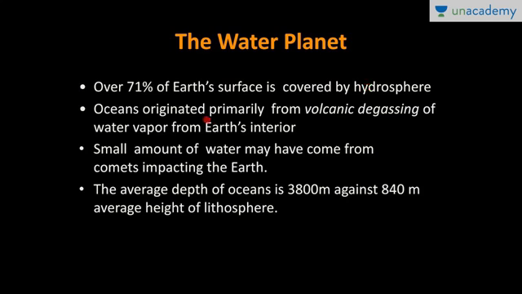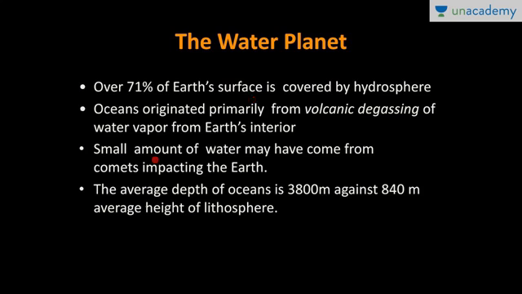And the origin of the ocean lies in the volcanic degassing of water vapor from Earth's interior. Now, what happened during this primordial Earth? Earth was initially like a hot molten ball from where a number of volcanic eruptions took place, and that led to degassing of water vapor, which further led to formation of clouds, and then it led to rainfall over the Earth's surface. That led to formation of oceans that cover 71% of Earth's surface.